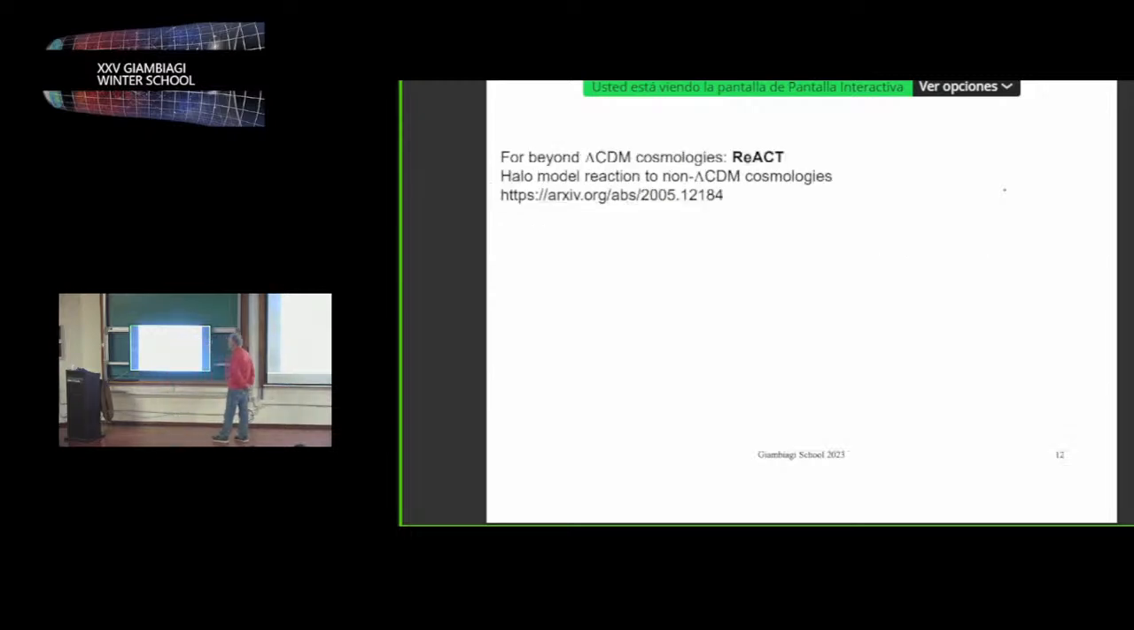And also, more recently, because you want to do this not only for lambda CDM but for different types of models, there is a framework to do this, which is called React, that has been developed in recent years. This is also a Halo model, a reaction to non-lambda CDM cosmologies. So this is a way to explore the non-linear power spectrum for non-lambda CDM models. But again, it's only for dark matter, okay? The non-linear part of the dark matter.